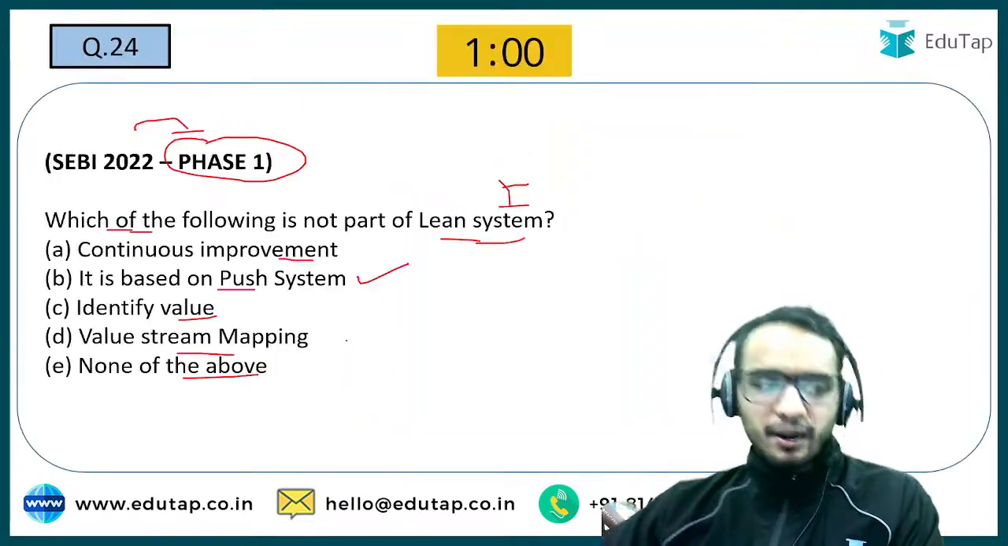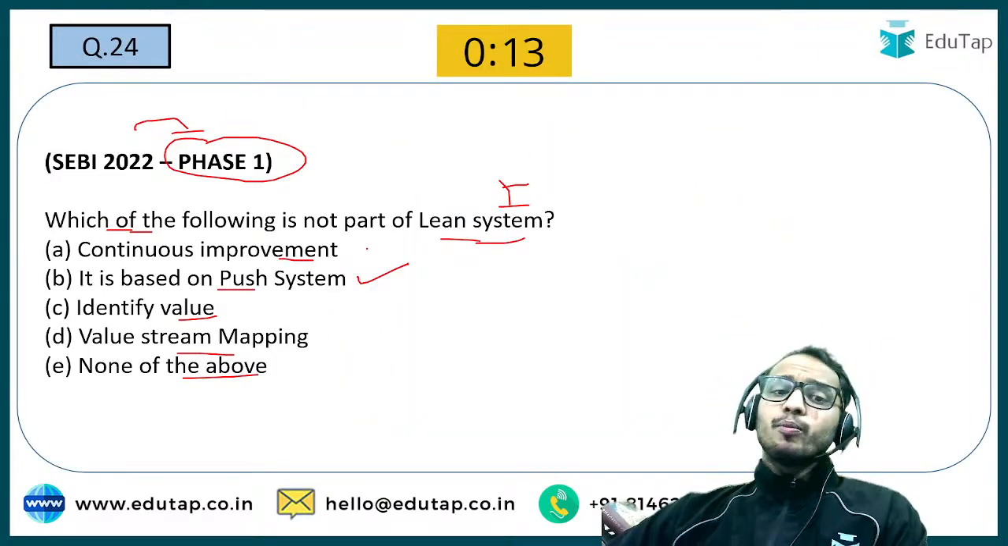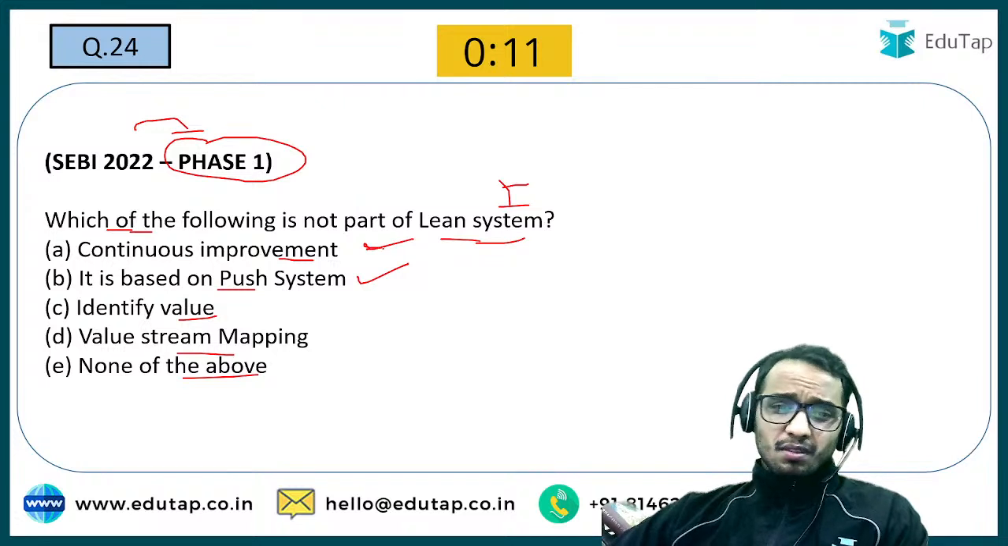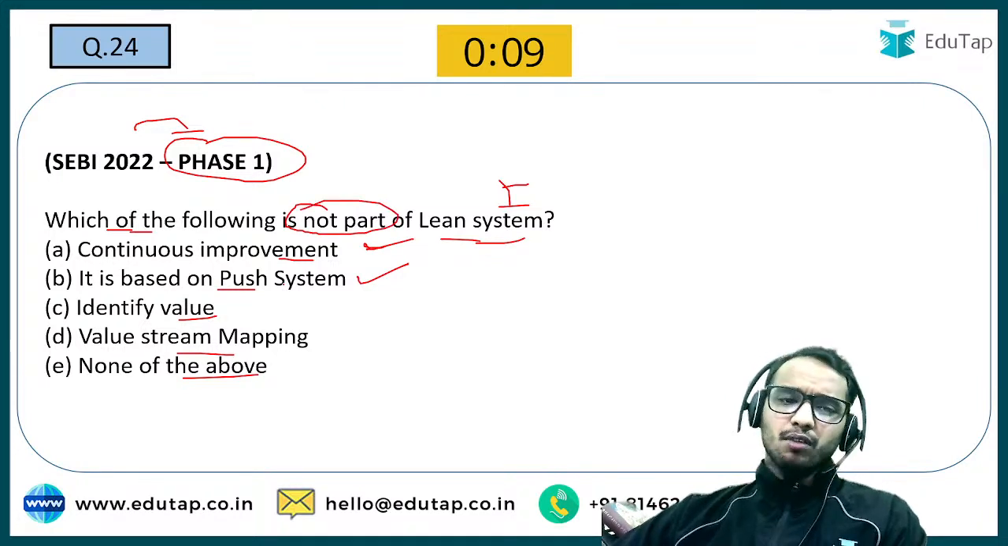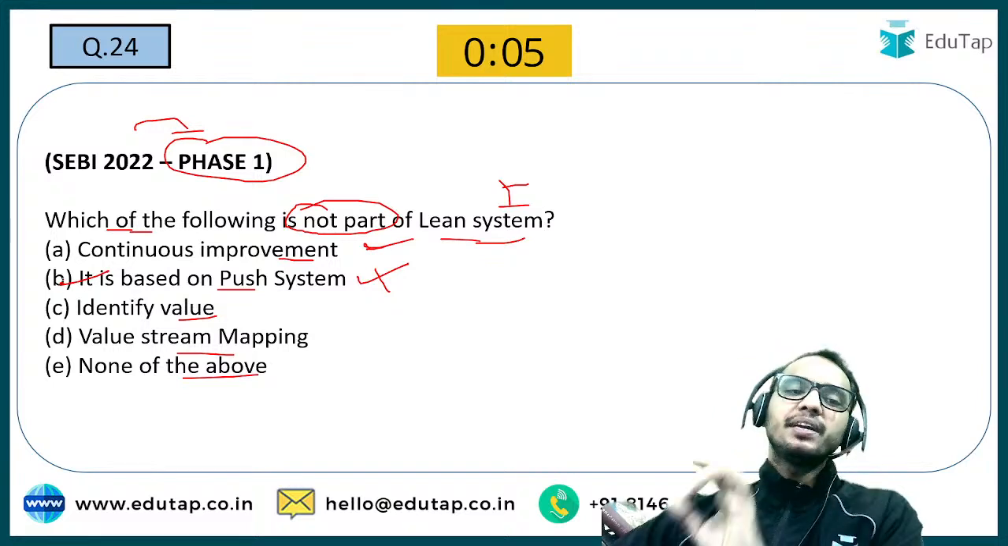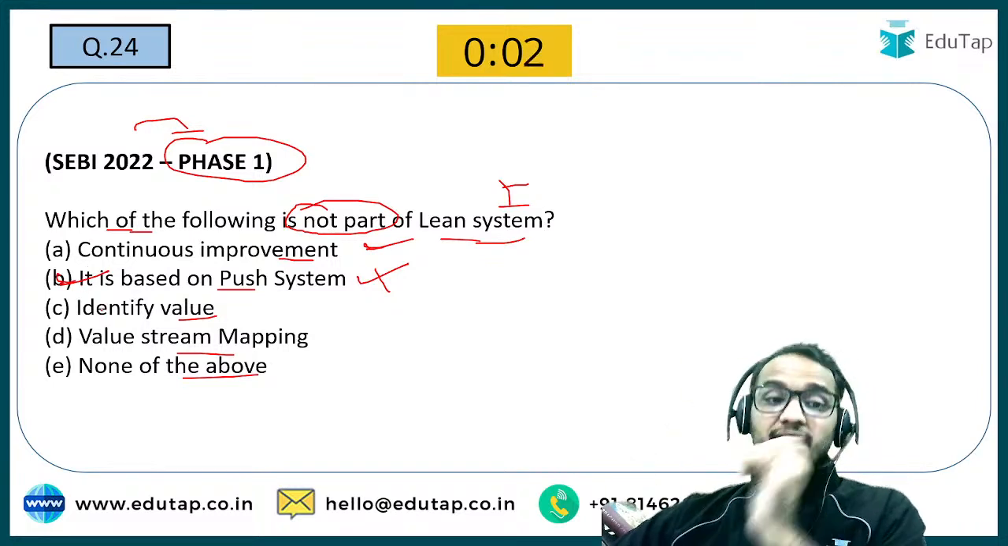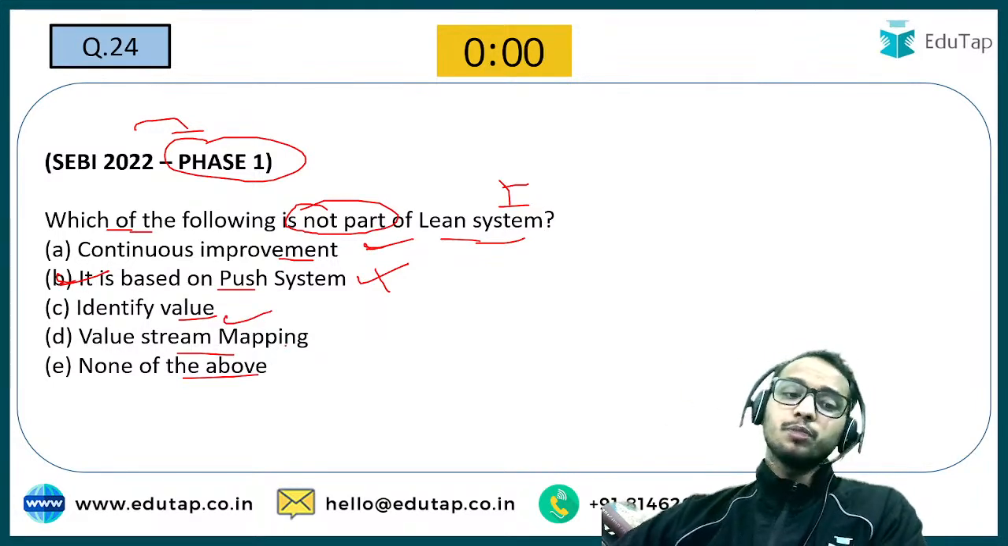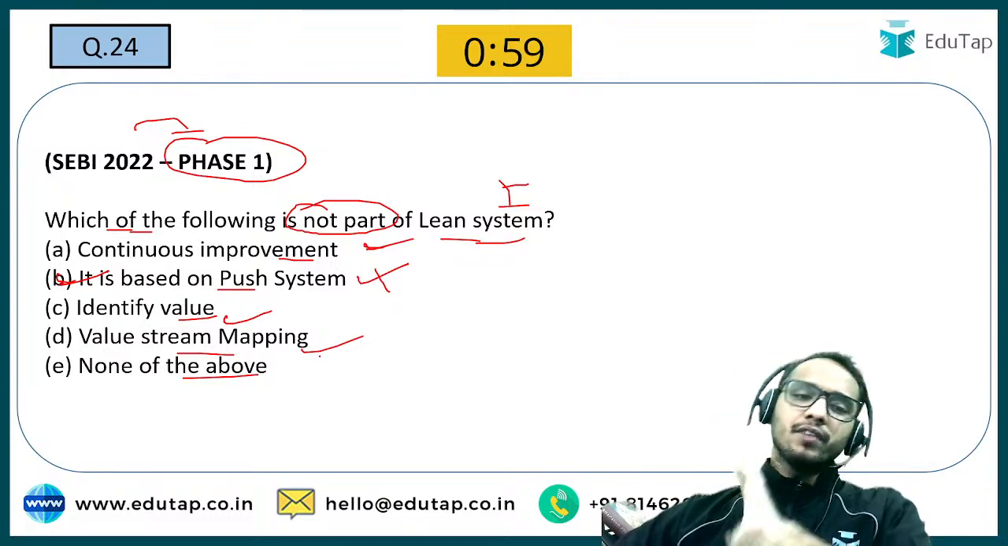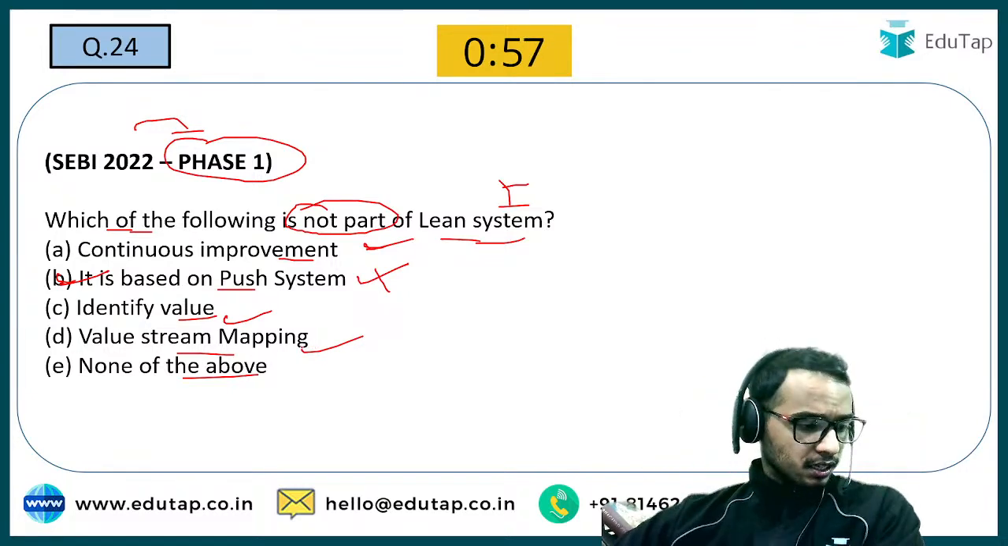Now let's get back to the question. Continuous improvement, yes, it is a part of that. The question is asking which is not a part of that. It is based on the push system, so it is not a part. Therefore option B is the correct answer. We have discussed that. Identification of value, yes, it is also a principle. Value stream mapping, we have discussed that in detail. Okay, everyone is correct, I guess.